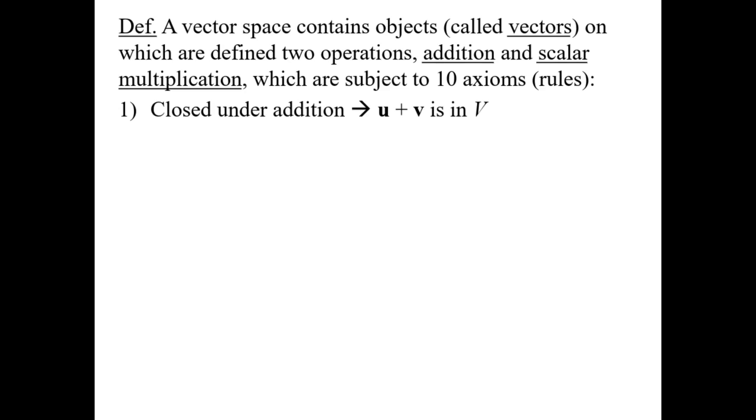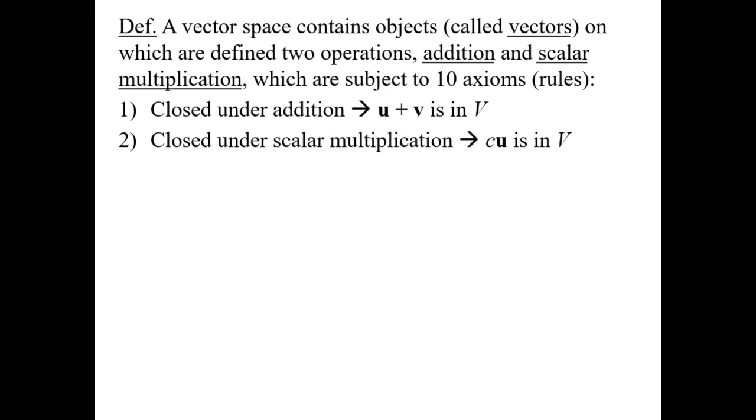If you take any two elements of this vector space and add them together, you need to get a result that is still in the vector space. It needs to be closed under scalar multiplication. Again, if you take any element in this vector space and multiply it by any real number, the result still has to be an element of the vector space. So that's what it means by closed.